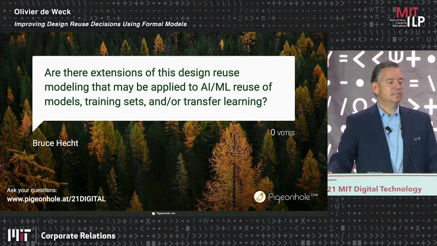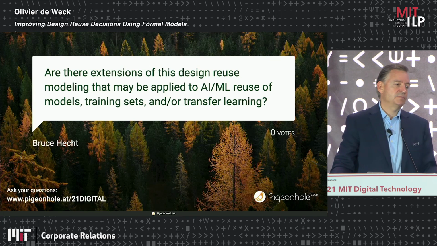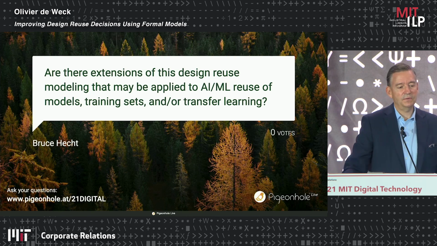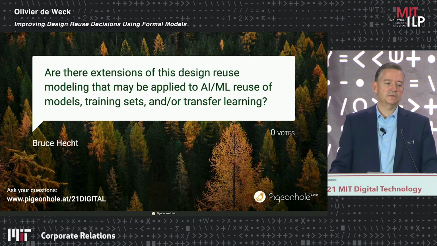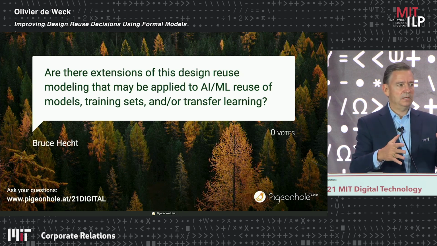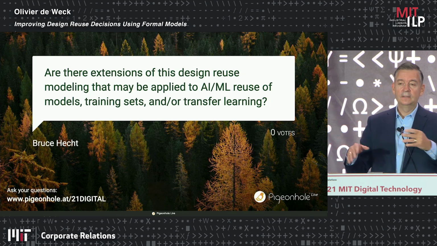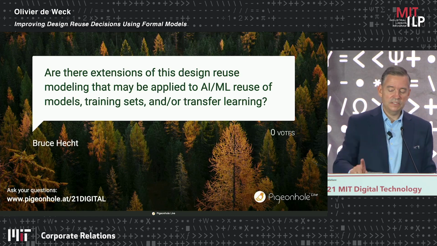Are there extensions of this design reuse modeling that may be applied to AI, ML reuse of models, training sets, and/or transfer learning? I just caught the last 2 minutes of Professor Nick Roy's comments, and I think I agree with him that reuse in machine learning is not really very advanced. Mostly, if you're applying a well-trained model to a completely different data set, you almost have to start training the model from scratch.